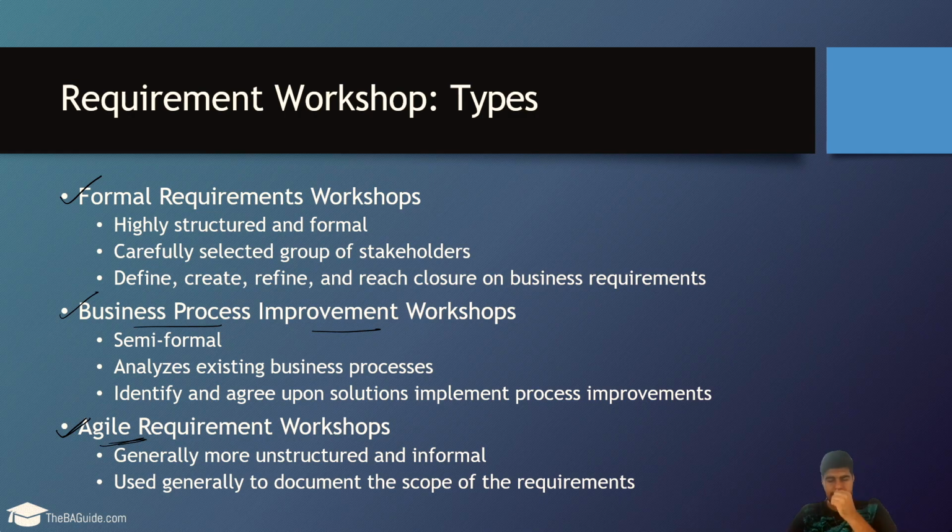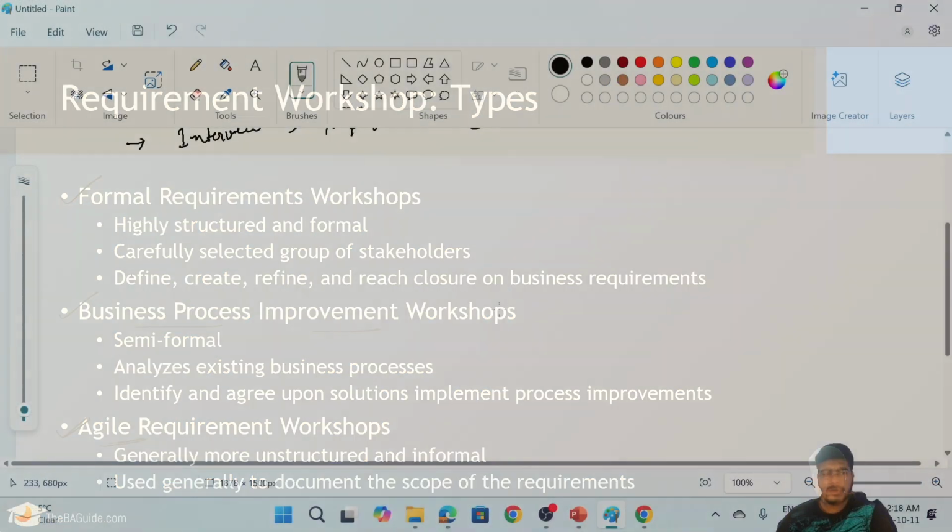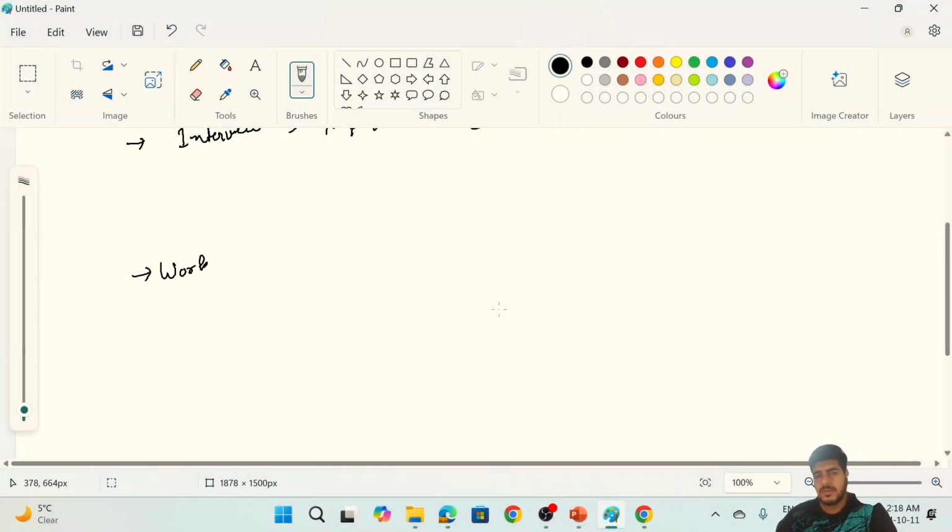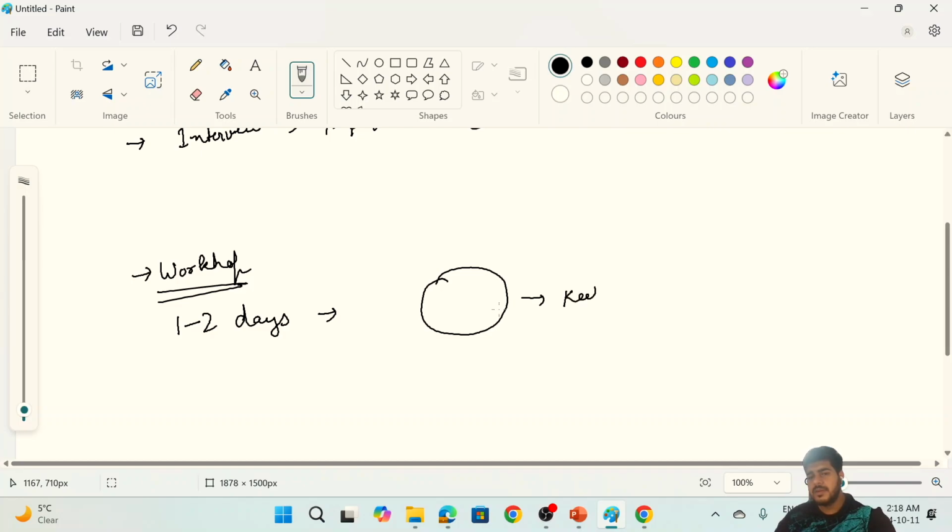So what happens in the workshops? In a workshop, it goes from 1 to 2 days. The entire team sits in the conference and keeps asking questions to the business until the requirements are completed.